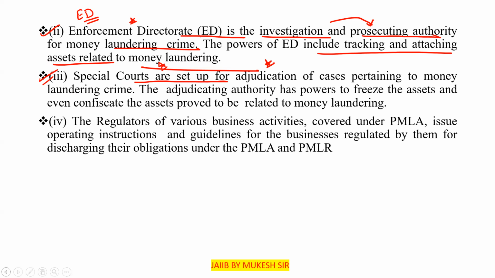The adjudicating authority has the powers to freeze the assets and even confiscate the assets, provided they are related to money laundering. The executing authority likewise has powers to freeze and confiscate the assets provided they are related to money laundering, that is, they have to be kept under their control.